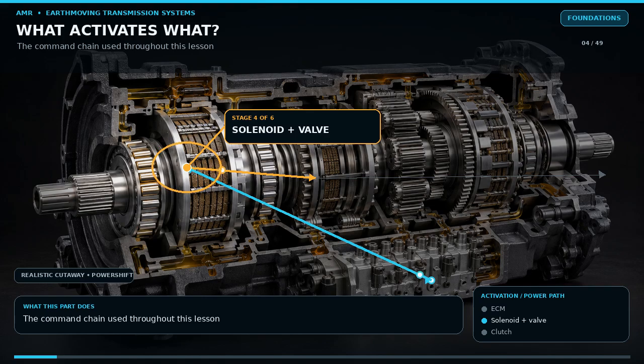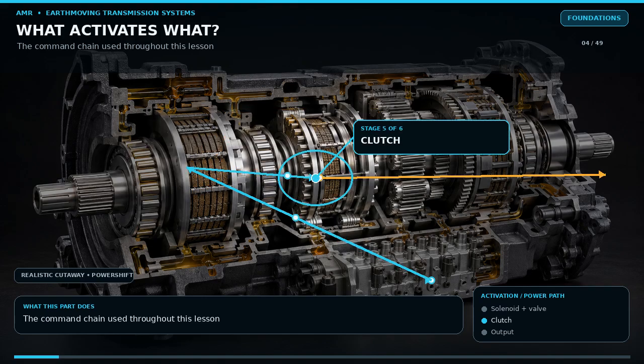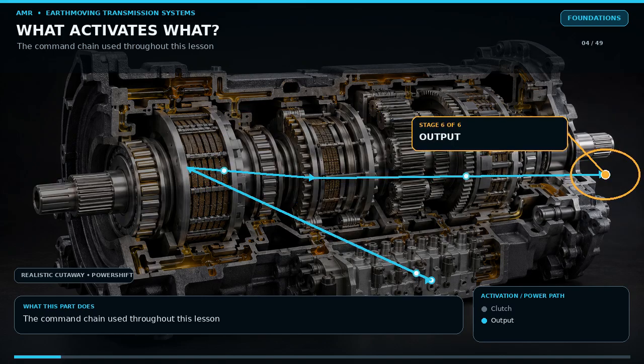Pilot pressure moves a larger control spool. Main transmission oil fills a clutch piston cavity. The piston compresses alternating friction discs and steel plates. When the clutch can hold torque, the selected gear becomes active. Speed sensors then confirm that input and output speeds changed as expected. Older machines may replace the controller and solenoid with rods, cables, or a manual valve, but the hydraulic clutch action is similar.